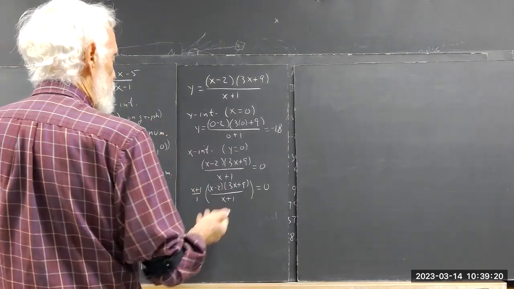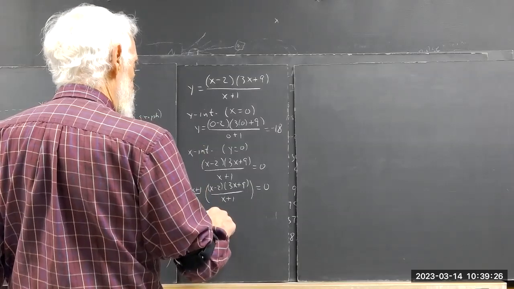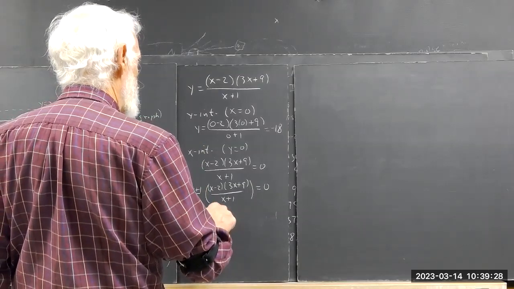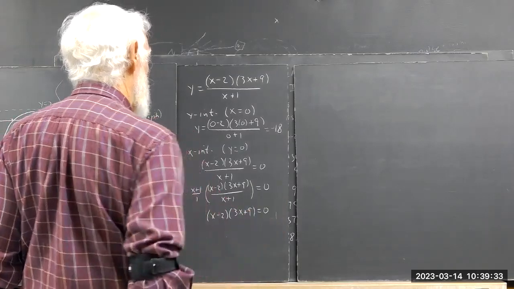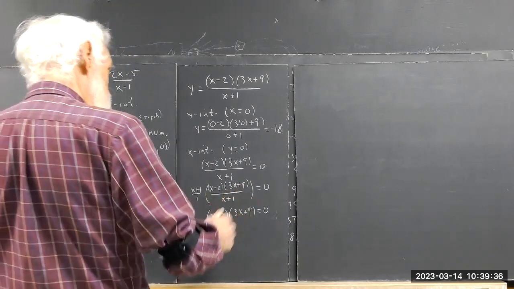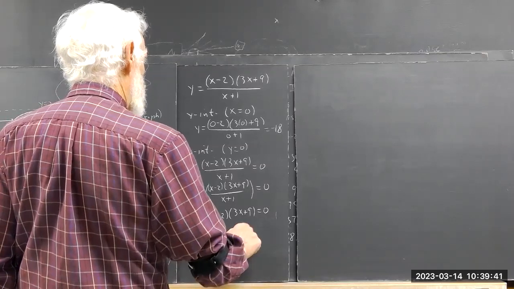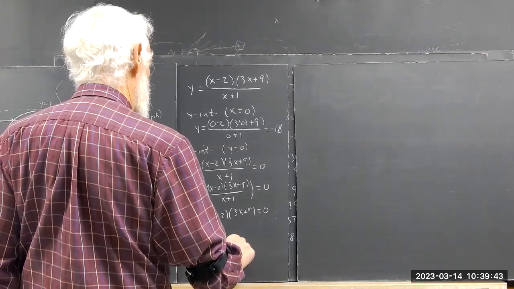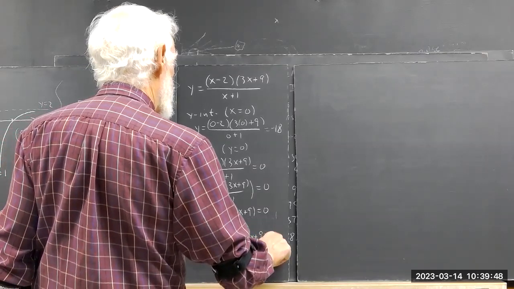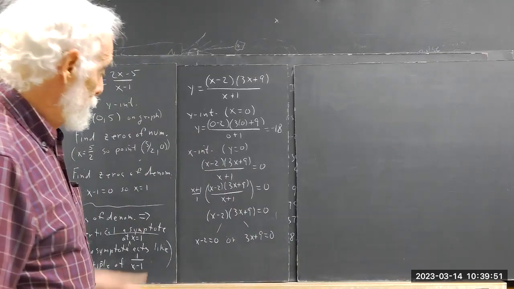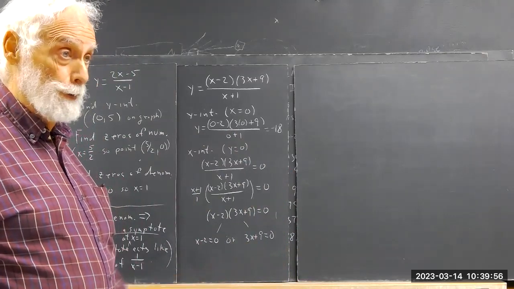And we see that the x plus 1 and the 1 can switch places. We end up with a 1 here. So we just have x minus 2 times 3x plus 9 equals 0. So x minus 2 equals 0, or 3x plus 9 equals 0. This is the basic principle used in graphing polynomials, which you're going to have to do in the test.